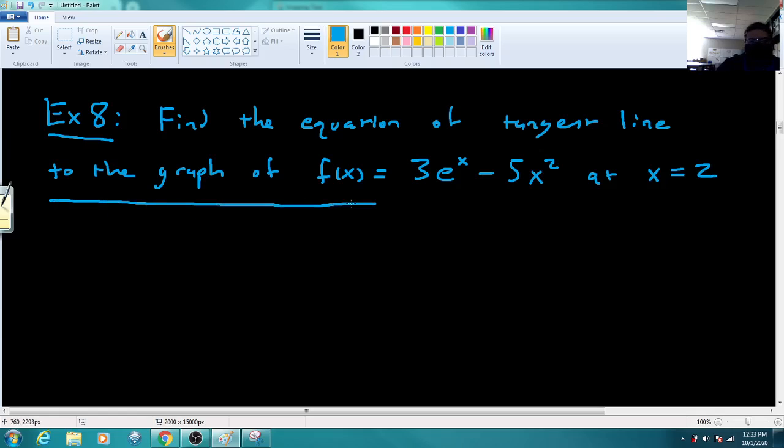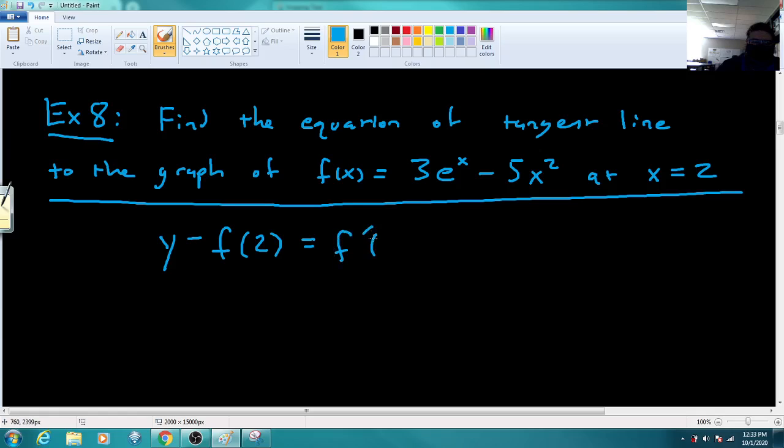So x equals 2, that's going to be our a value for the equation of a tangent line. So we'll have y minus f of a, but a is 2. It's this x equals 2 over here. So we'll have y minus f of 2 equals f prime of 2 times x minus 2. And so what we have to do is figure out what is f of 2 and what is f prime of 2. What numbers go in there?